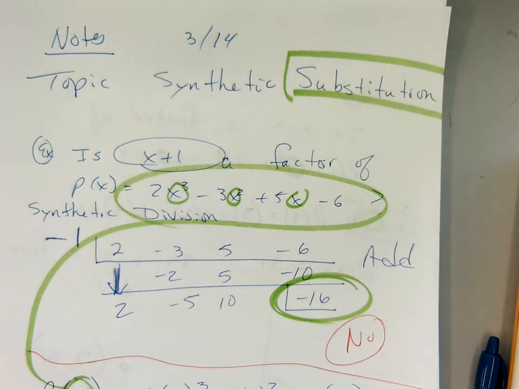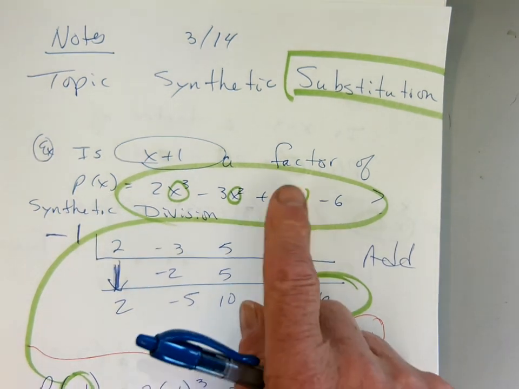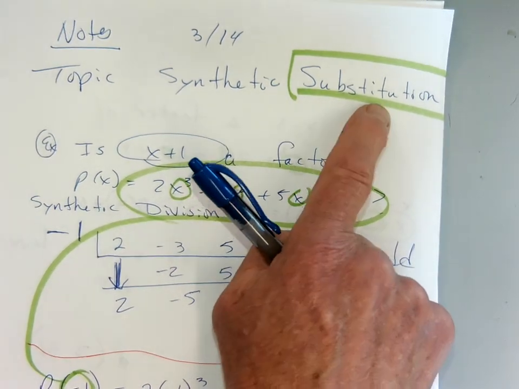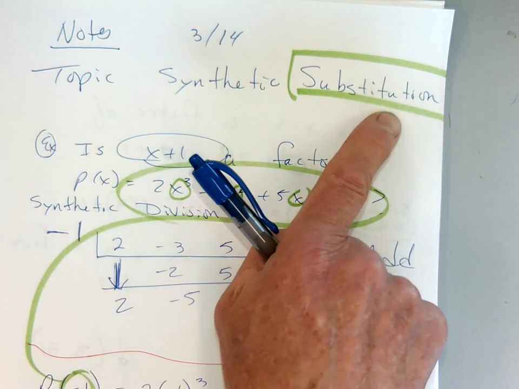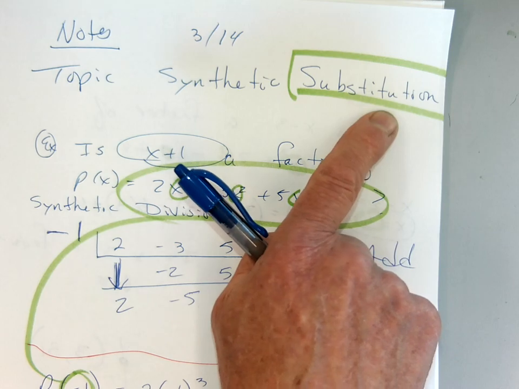Okay, let's talk about today's lesson. So yesterday we talked about synthetic division. Today it's called synthetic substitution. It's a little bit different because we're going to substitute, okay? So it all depends on the question.